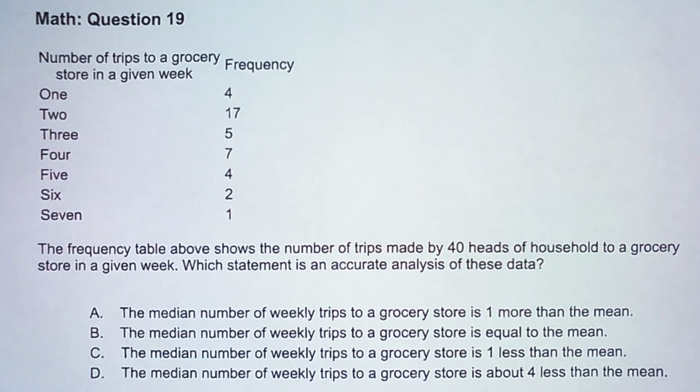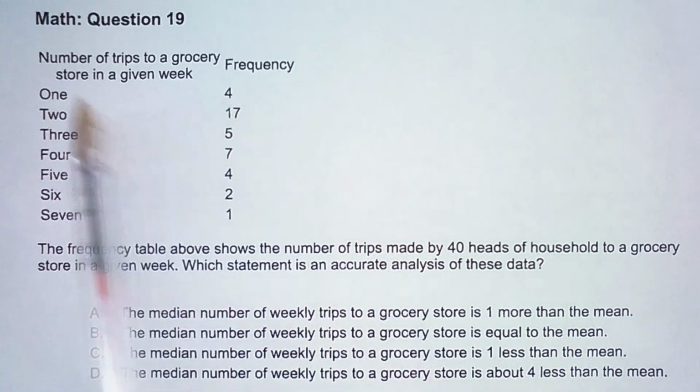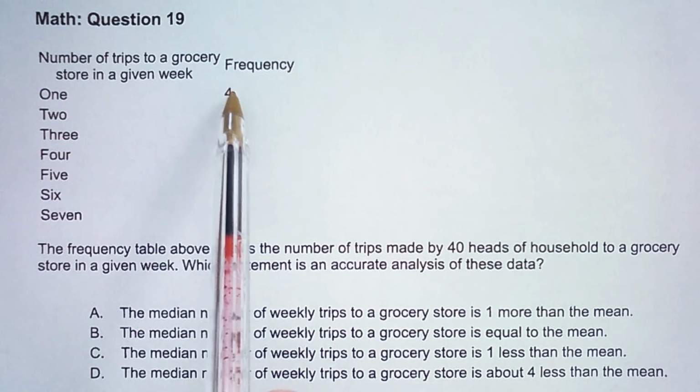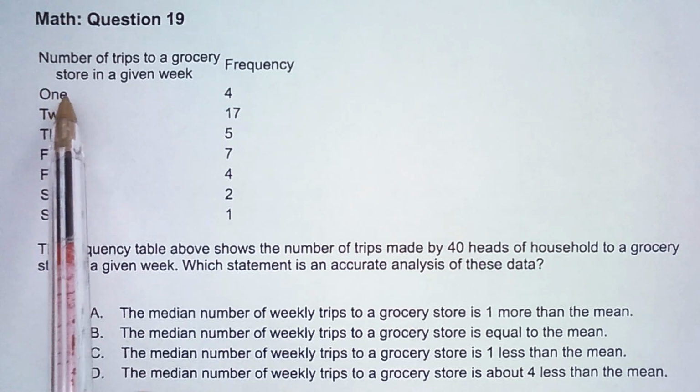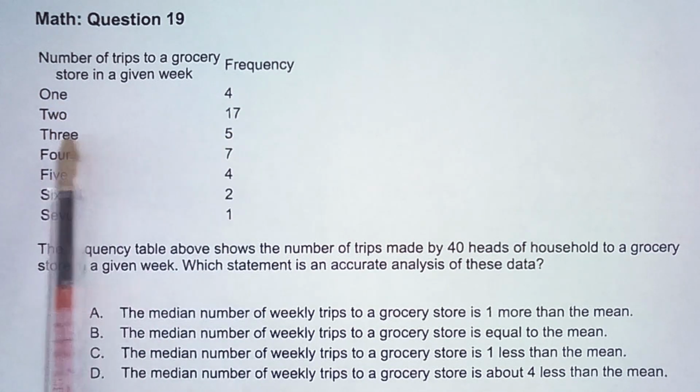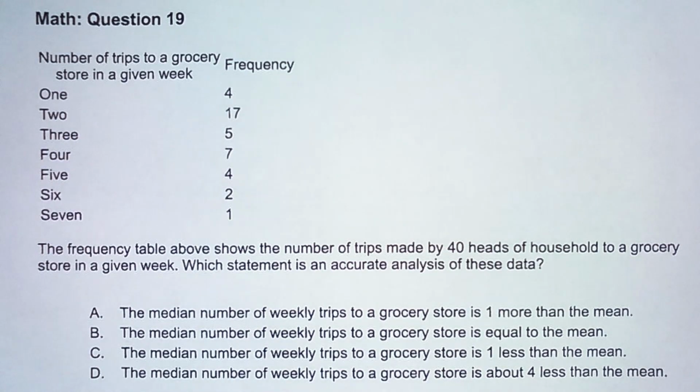So number 19, here is a frequency table showing the number of trips made by 40 heads of household to a grocery store in a given week. Which of these statements accurately represents this data? So in this survey, 4 people said they went to the grocery store once in that week. 17 people said 2 times, 5 said 3 times, and so on.